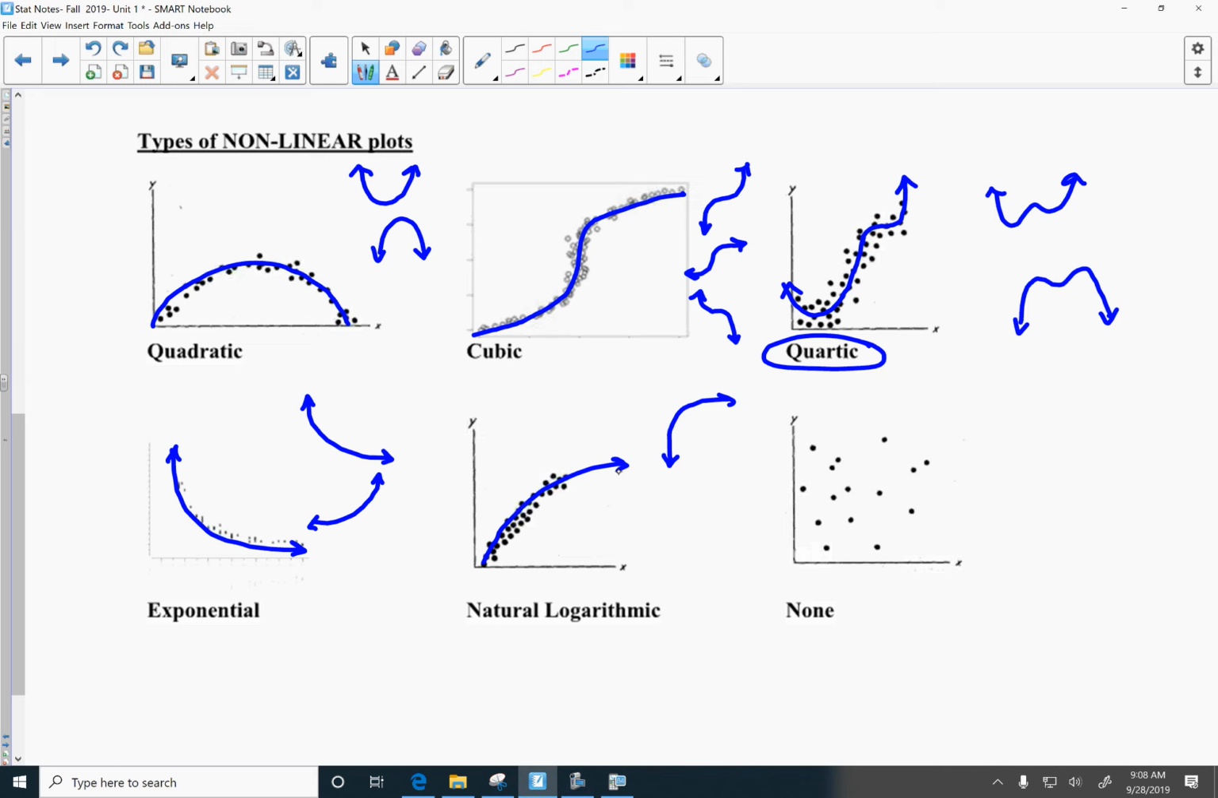The none situation, I think that probably doesn't need much of an explanation. I'll give you a small one, though. There's no pattern whatsoever. It's not going to fit a line. It's not going to fit one of these nonlinear plots. They're just data points that are scattered all over the place.